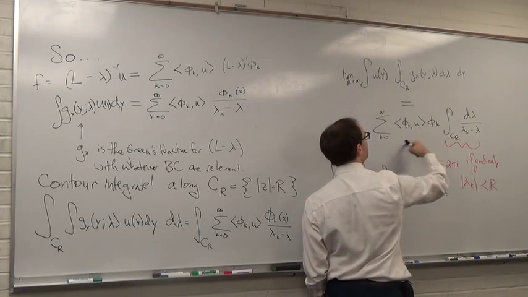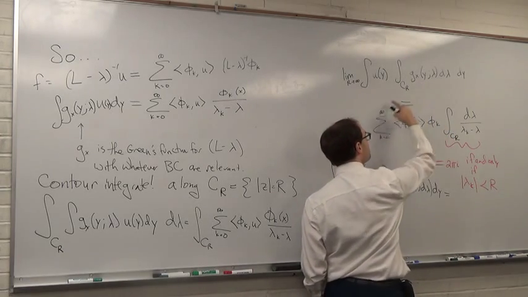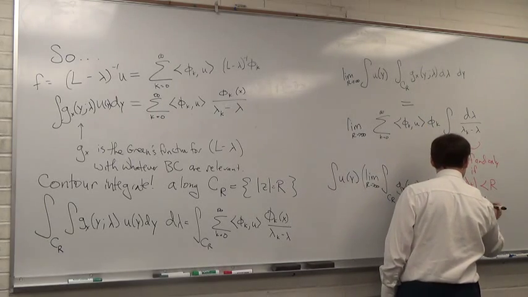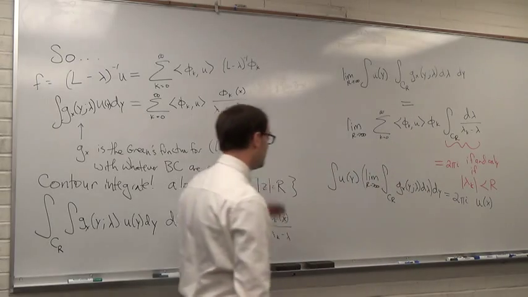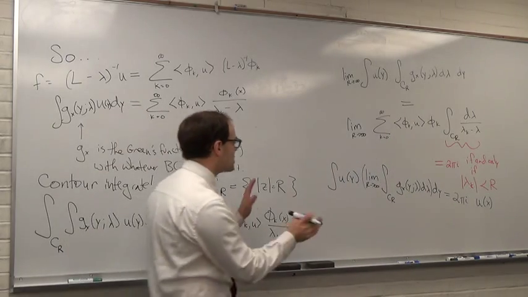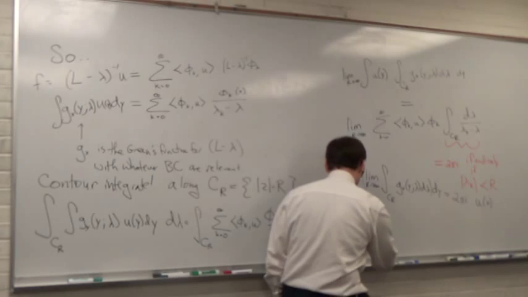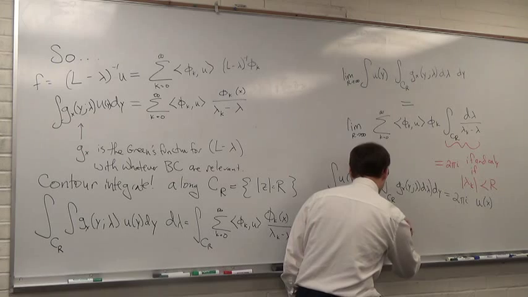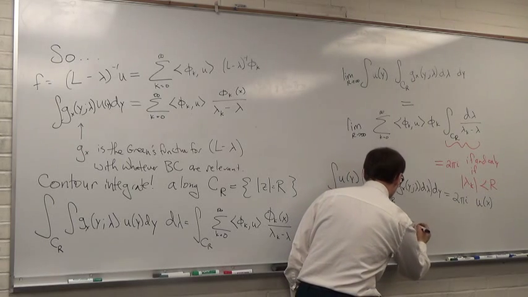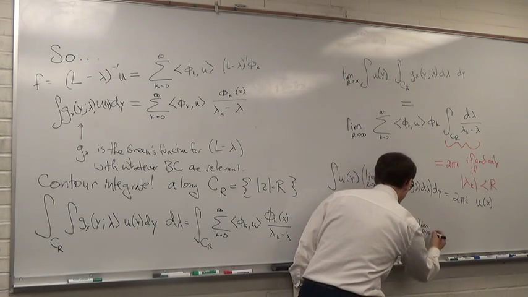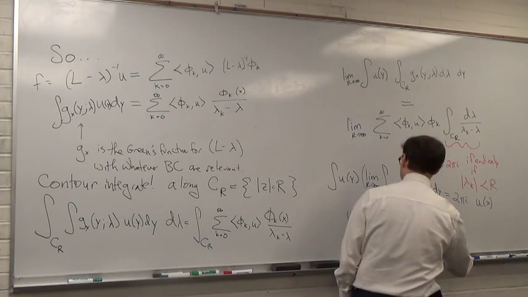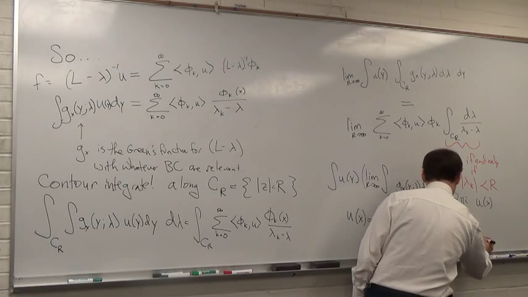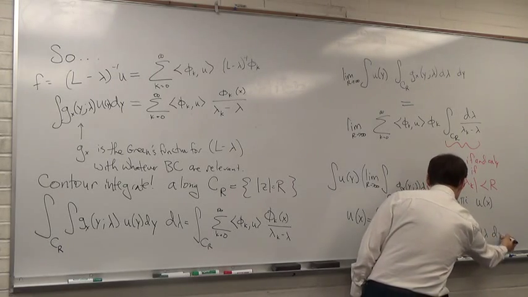Well, wait a minute, what is this sum? This is the Fourier series for u. So this is just u. So this is 2 pi i times u of x. Oh, well, wait a moment. And this was the punchline, the theoretical punchline. u of x is the integral over y of 1 over 2 pi i, this limit, over C_R, of g of x, y, lambda, d lambda, dy.